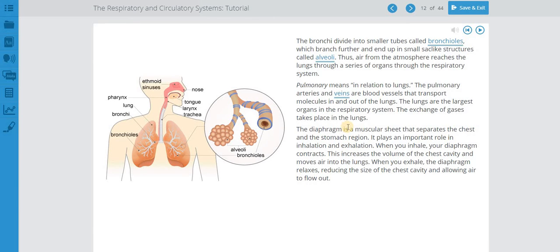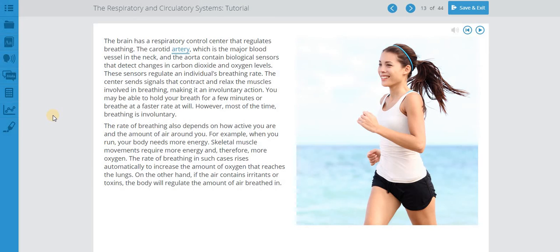It's actually pretty straightforward, but this is called the pulmonary system because pulmonary means in relation to lungs. I just wanted to make sure that you saw that. There are pulmonary arteries, pulmonary veins, pulmonary this and pulmonary that. Whenever you hear the word pulmonary, it means it pertains to the lungs. And there are lots of parts of your body involved in this. It's not just the lungs and the mouth and the nose.